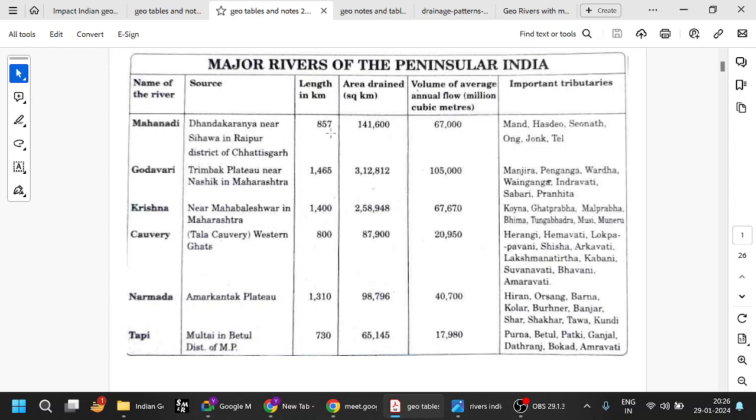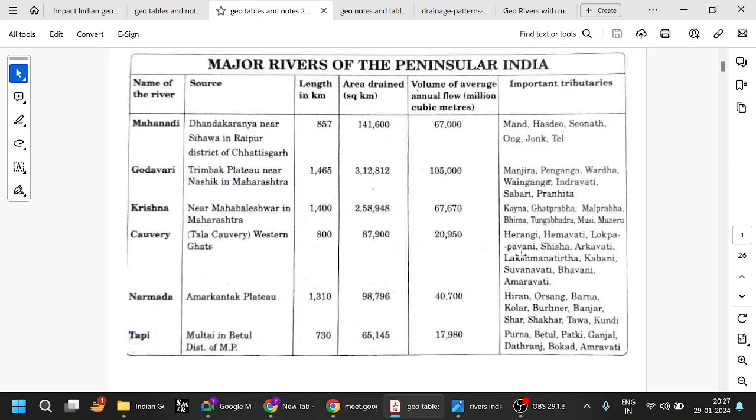These are peninsular rivers and important tributaries. Look at Godavari: Manjira, Penganga, Wardha, Wainganga, Indravati, Sabari, Pranhita. Very, very, very important. All these things you have to remember, which is left and which is right also. We'll look into that when the time comes. Krishna: Tungabhadra is one of the major tributaries of Krishna, and Bhima, Koyna, Ghataprabha, Malaprabha, Musi, Munneru. Musi passes through Hyderabad also, right? Anyway, all these are again very important.